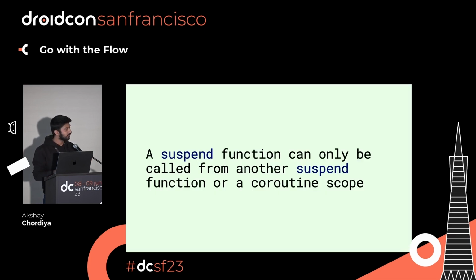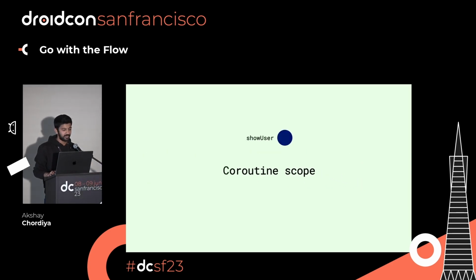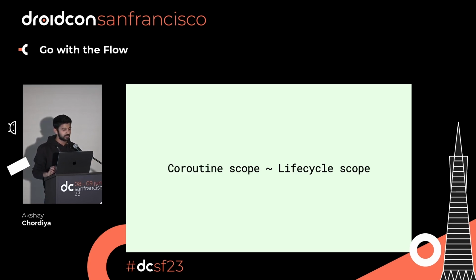One key thing to remember is that a suspend function can only be called from another suspend function or from a coroutine scope. A coroutine scope represents the scope in which a coroutine lives, and each coroutine needs a scope to run in. When the scope is destroyed, all the jobs running inside are also stopped or canceled. So this scope is generally associated to a lifecycle for simplicity.